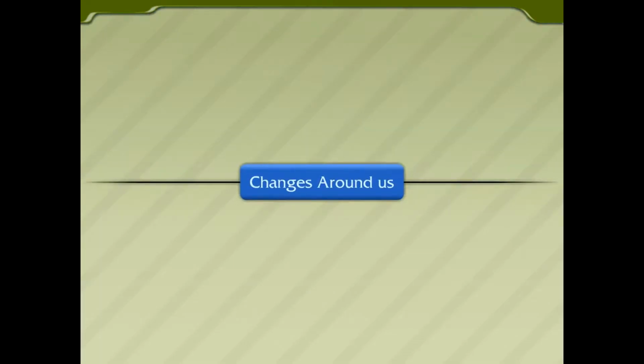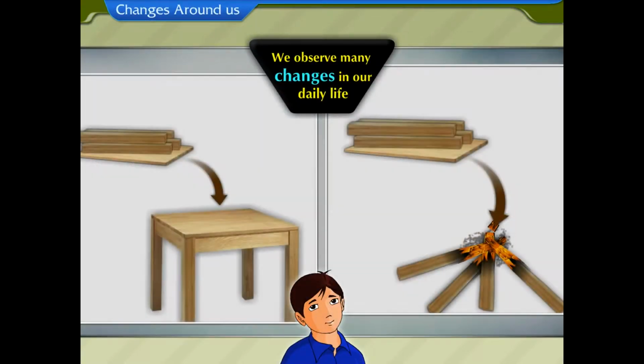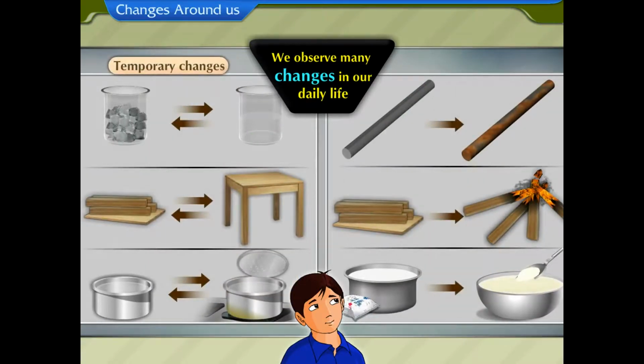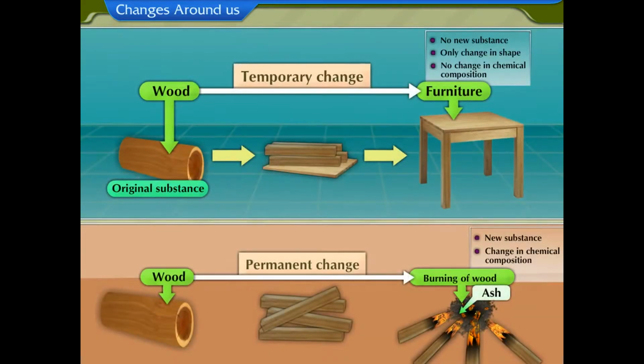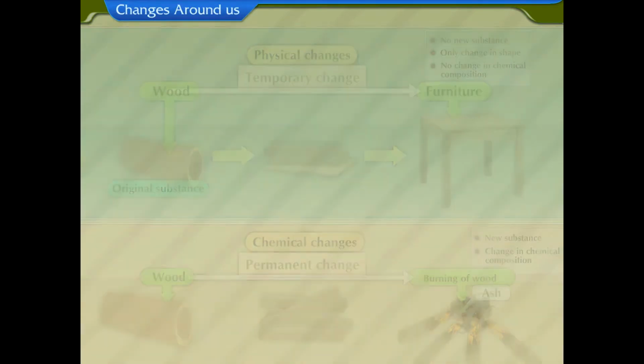Changes around us. We observe many changes in our daily life. Some are temporary changes and some are permanent. Temporary changes are called physical changes. Permanent changes are known as chemical changes.